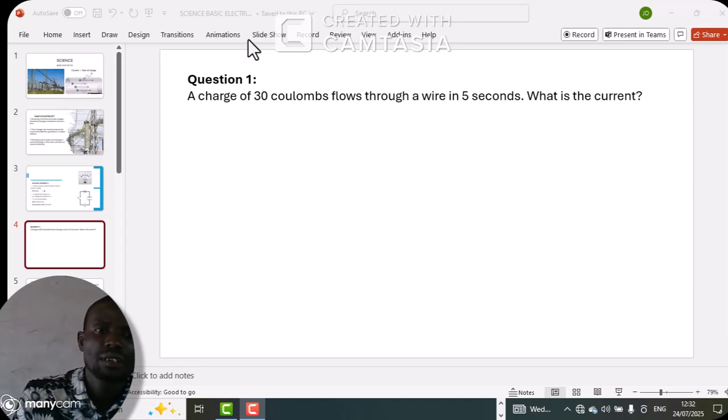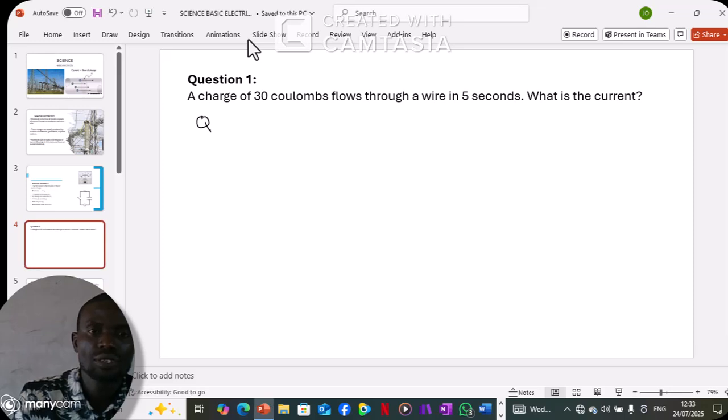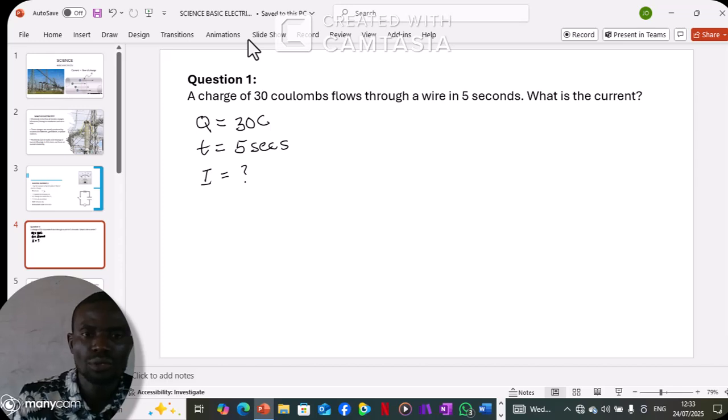From the question, we have the quantity of charge equals 30 coulombs, and the time taken for the flow is 5 seconds. So what is now the current that flows through the wire? The formula is I equals Q over T.